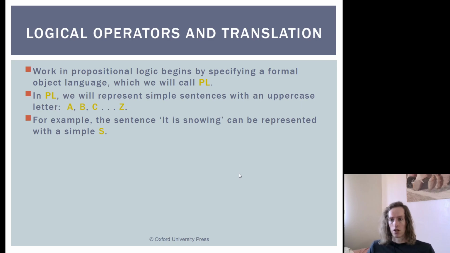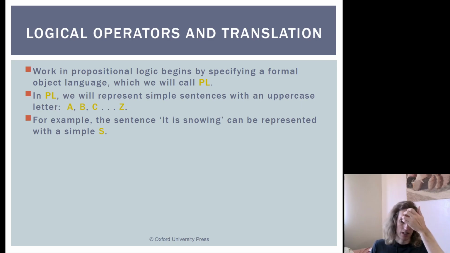So work in propositional logic begins by specifying a formal object language. For the purposes of this course, we're calling it PL, which stands for propositional logic. In propositional logic, we'll represent simple sentences with an uppercase letter. Uppercase is important here. In the latter half of the course, when we're working in monadic predicate logic, we'll be using lowercase letters that will have a specific meaning different from uppercase letters. That's a different logical language, so you don't have to worry too much about mixing it up, but it is important that capital letters in this case represent simple sentences.